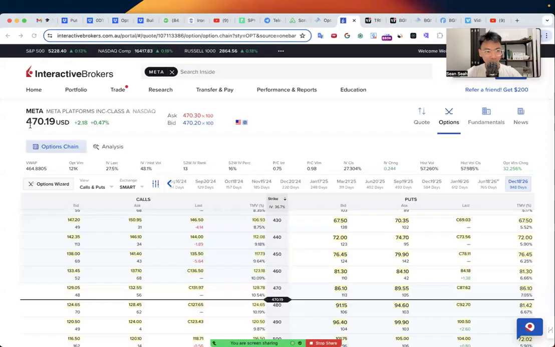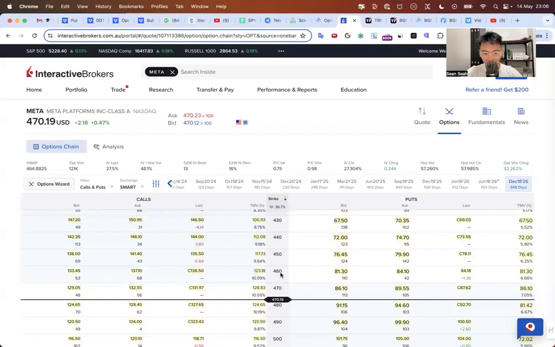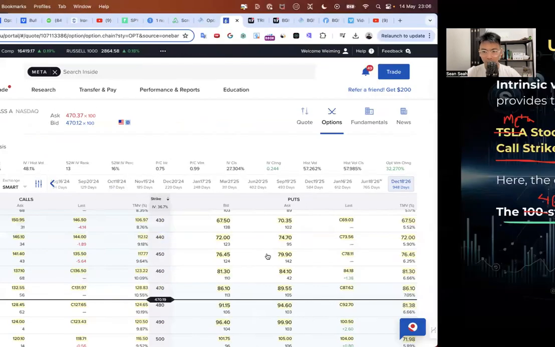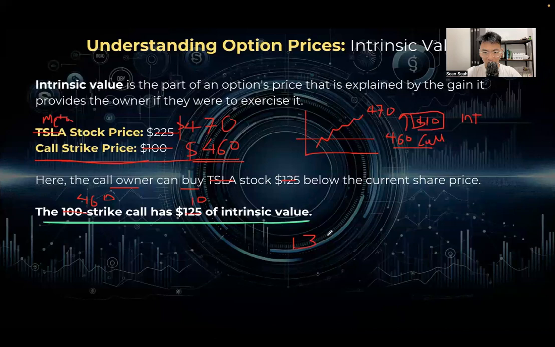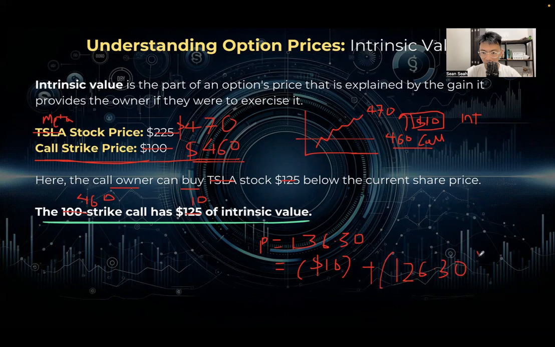So let's take a look. The share price is still 470. The 460 option premium is 136.5. This is the premium. The premium equals 136.5, and the premium is made out of intrinsic value, which is $10, plus extrinsic value, which is $126.30. Now, where do I get this $126.30 from? Basically, I just take 136.30 minus $10. It's about 120 something dollars.